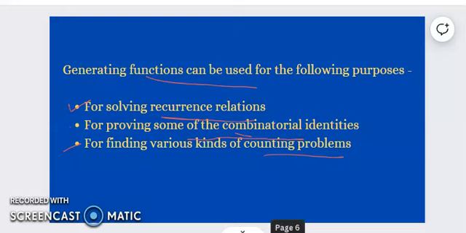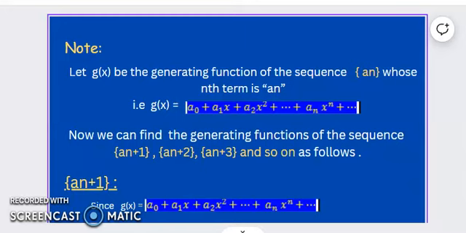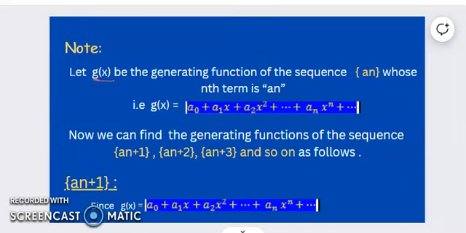Now we are going to learn an important note which is used to find the generating functions of different sequences whose nth term is a(n+1), a(n+2), a(n+3) and so on. Coming to the note, let g of x be the generating function of the sequence a_n whose nth term is a_n. So g of x can be written in the general form we already know: a0 plus a1x plus a2x square plus and so on plus a_n x power n, whose nth term is a_n. We already saw this earlier in this video. Now we can find the generating functions of the sequences whose nth term is a(n+1), a(n+2), a(n+3) and so on as follows.